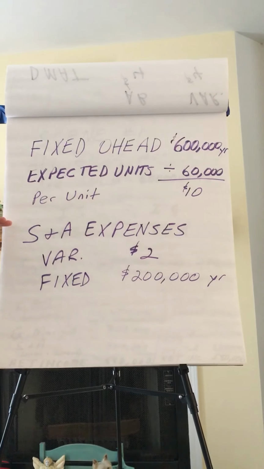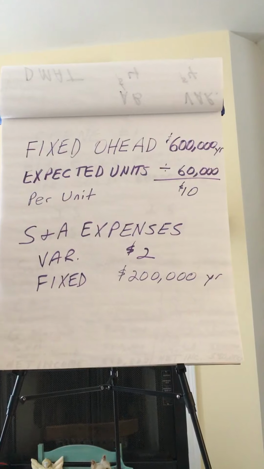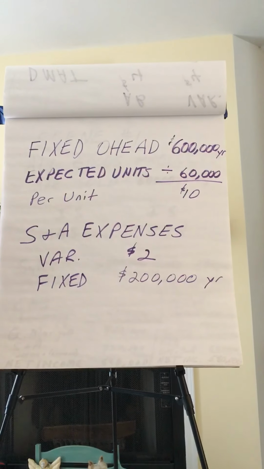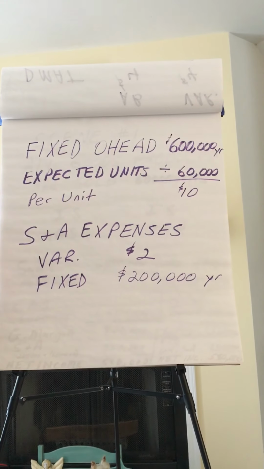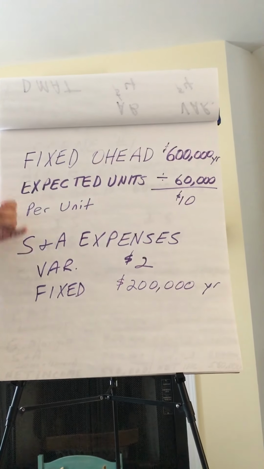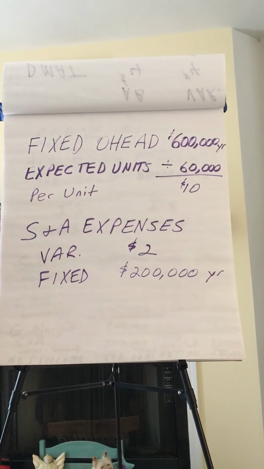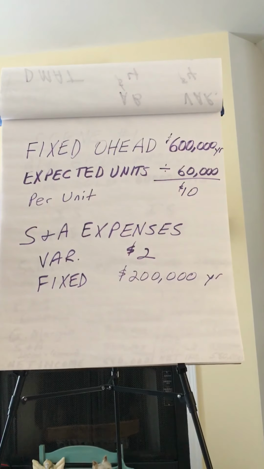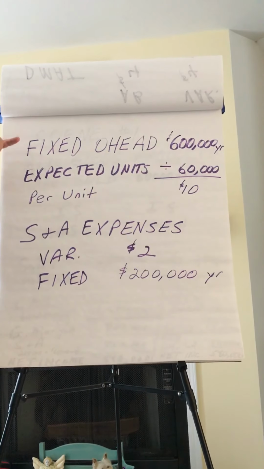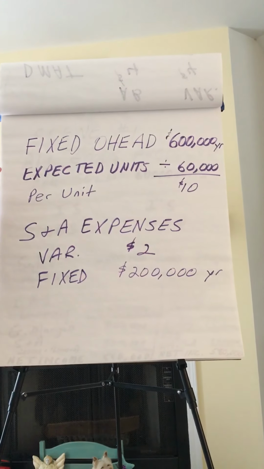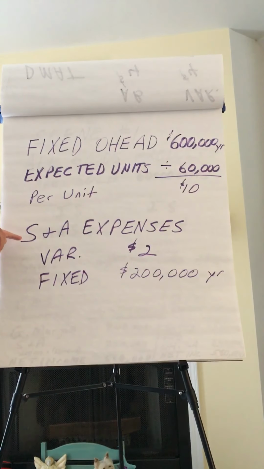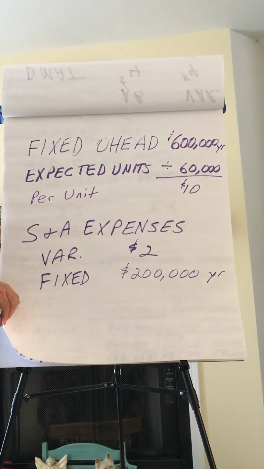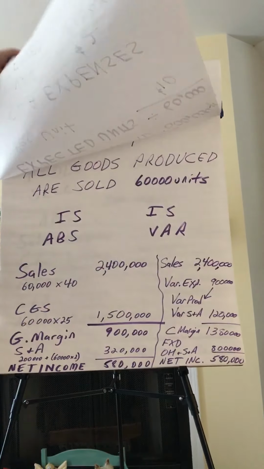Okay, selling and administrative expenses. I just shortened it up, called it S&A. Actually, you can call it selling, general, and administrative expenses, depending on the company. They also have variable parts. So in this example, it's $2 in expenses that's variable, and the fixed part of it is $200,000 per year. So overall, fixed overhead for these examples is $600,000 a year, and for selling and administrative expenses, fixed of $200,000. So we're looking at fixed of $800,000 altogether.